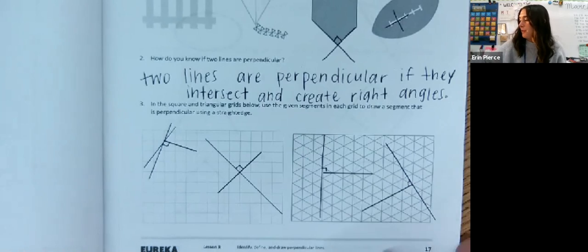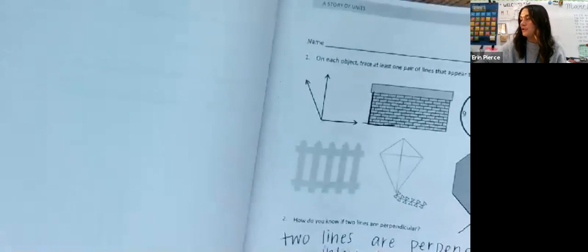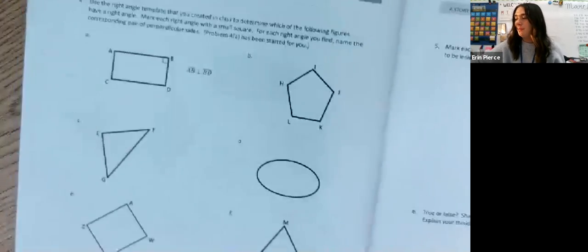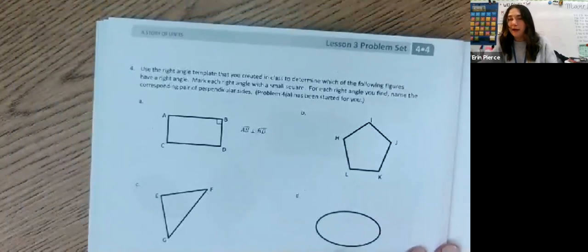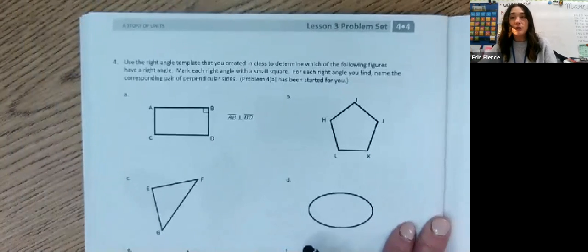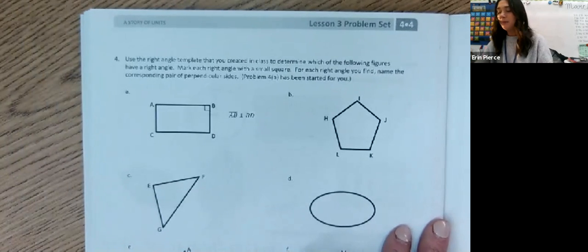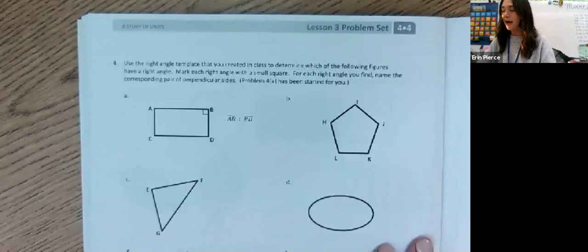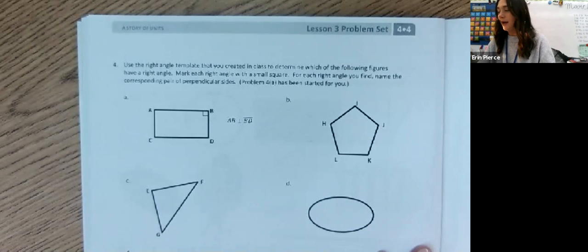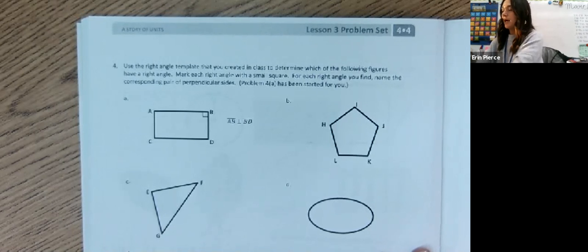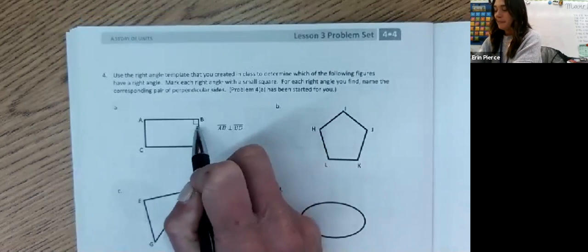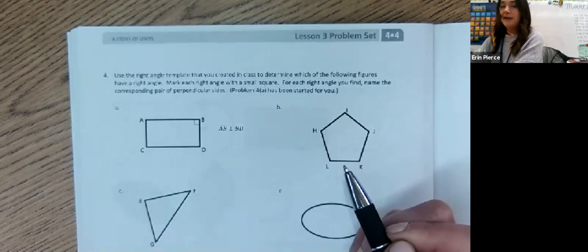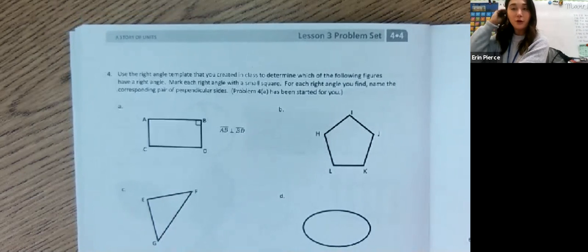Okay, on page 18, we're going to turn the page. And on page 18, we're going to use not a right angle template. We're going to use just our piece of paper because we have that perfect corner. We are going to determine which of the following figures have a right angle. Mark each right angle with a small square. For each right angle you find, you have to name the corresponding pair of perpendicular sides. So they first found this right angle. So you have to find as many right angles in the shape before you move on.